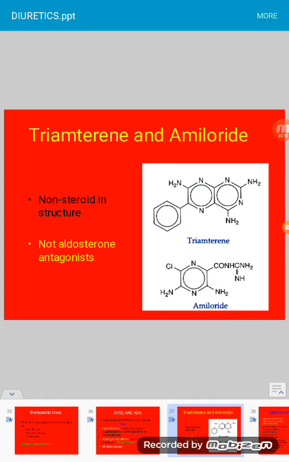The other two drugs that belong to the potassium sparing diuretics are triamterene and amiloride. These are potassium sparing, but they don't have a steroid structure. Spironolactone has a steroid structure, whereas triamterene and amiloride are similar in being potassium sparing diuretics, but have no steroid structure. So they are not aldosterone antagonists; they act by a different mechanism.